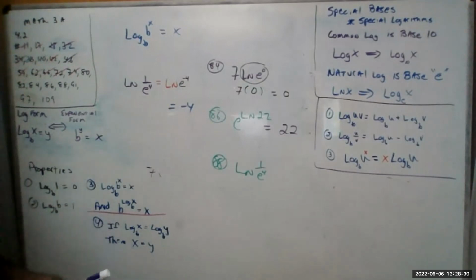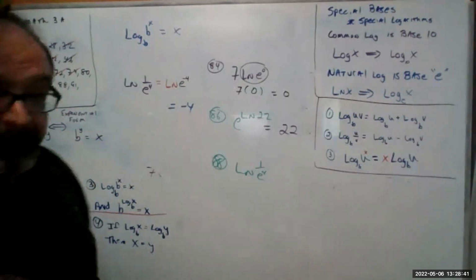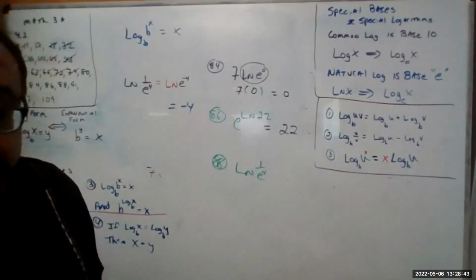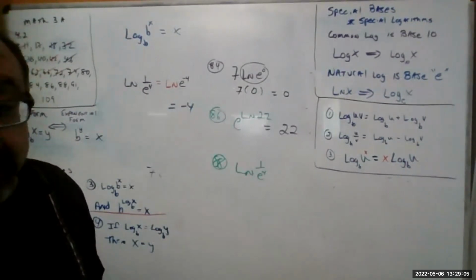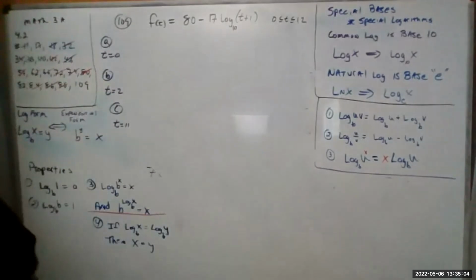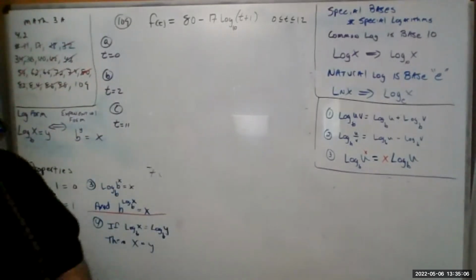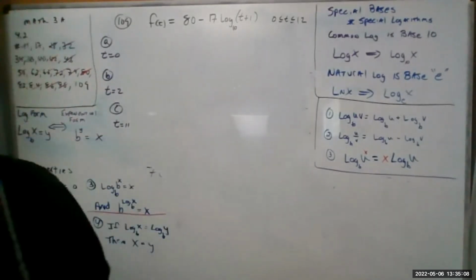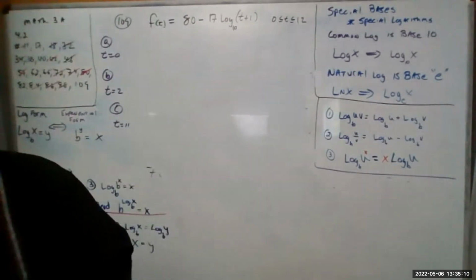All right. So that takes us through 86, pulling up 88. That was 88. Pulling up the next one. Okay, number 109. It's one of those frightening word problems. So don't let it frighten you.